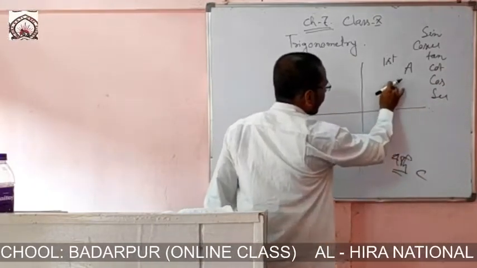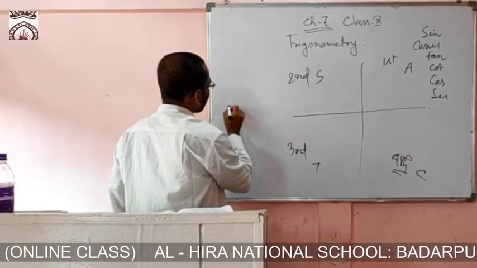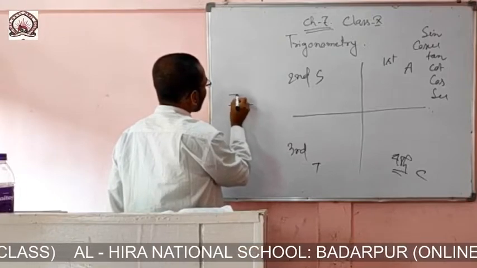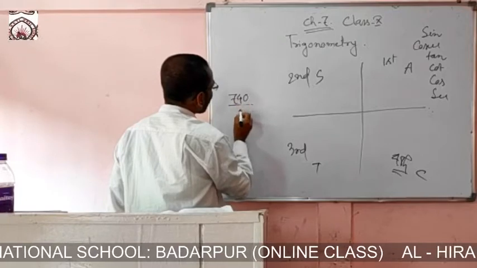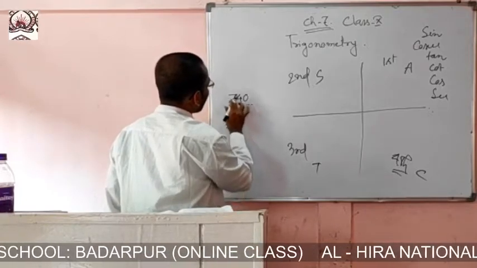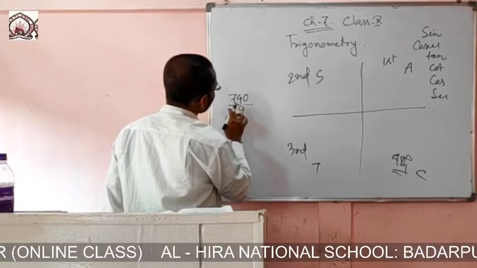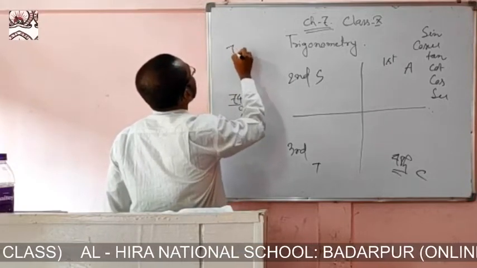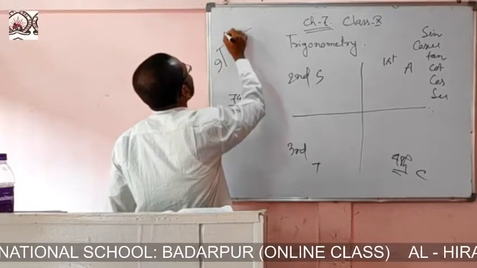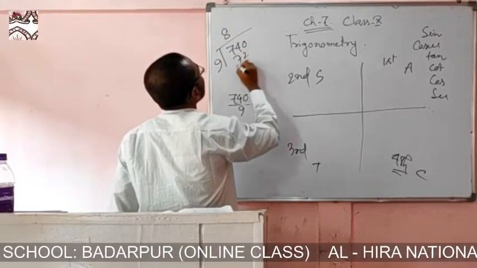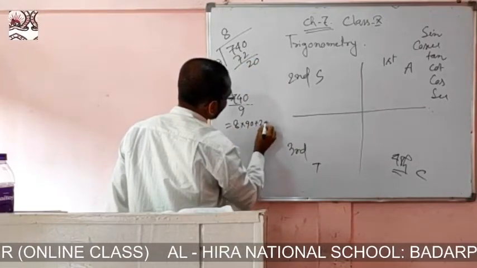In the first quadrant, whatever the position of the angle, we divide by 90. Suppose this one is 740. So 740 divided by 90: 8 nines are 72, then the remaining is 20. So 8 into 90 plus 20 we may write.